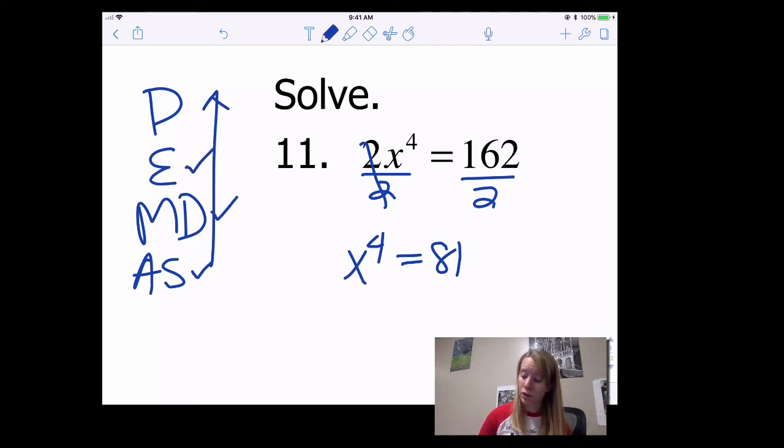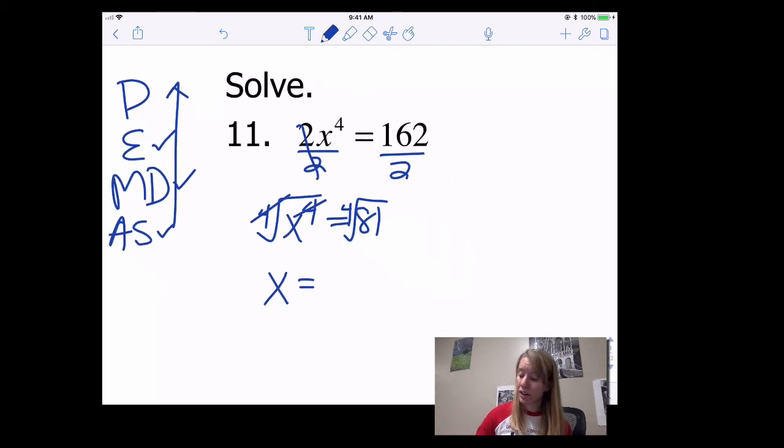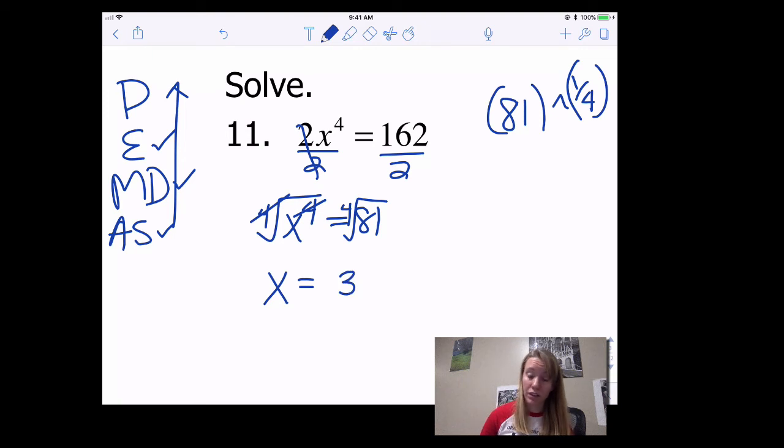I want to take a 4th root on both sides. That's how we say it. Not like square root 4, but like 4th root. So now the 4's will cancel, and I'll have x. And then you can do a couple things. If you don't know what the 4th root of 81 is, I can plug this into my calculator. 81 to the 1 over 4. Okay, if I do that, I get 3. But then I've got to remember that this 4 makes a difference. I have to have a plus or a minus.